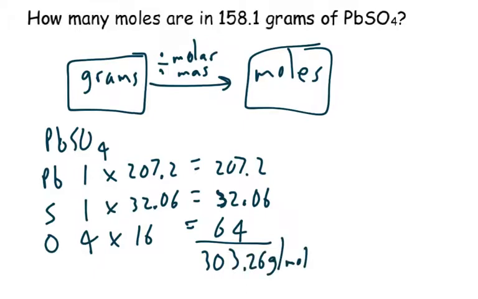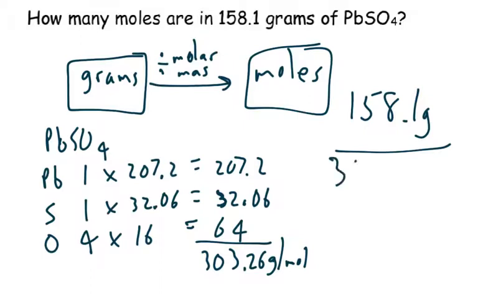So let's go ahead and get the grams that are given, which is 158.1 grams. We're going to divide it by the molar mass that we just got. If you look at the flow chart, that's exactly what we're doing. To go from grams to moles, you simply divide by the molar mass. Then you're going to get your calculator.